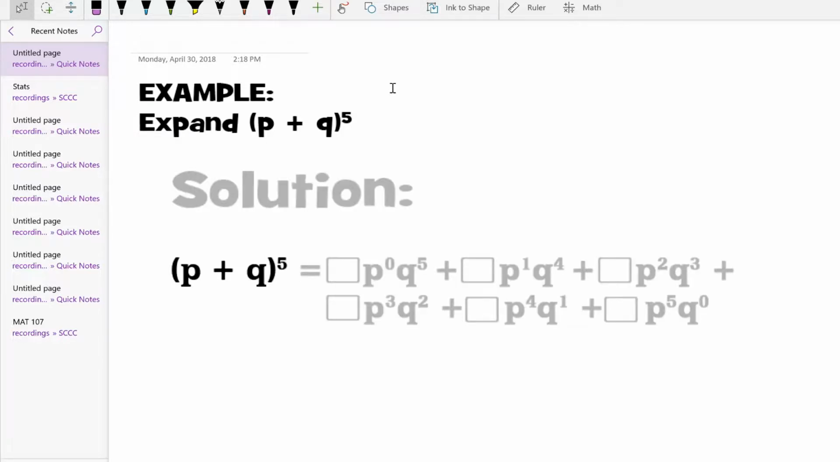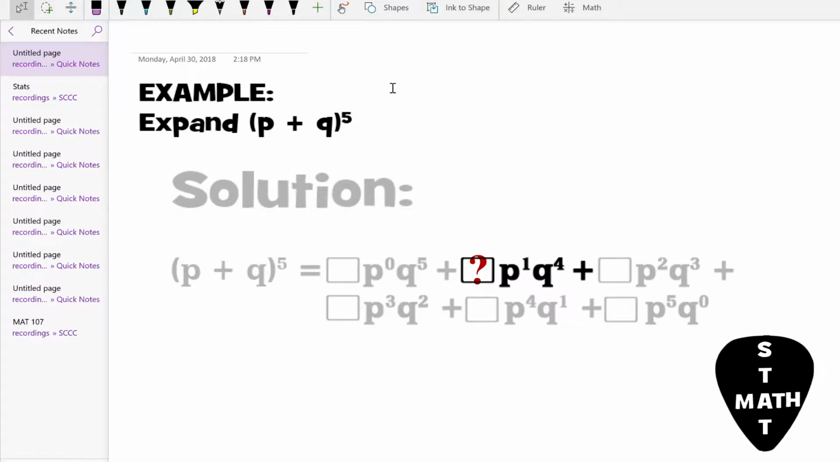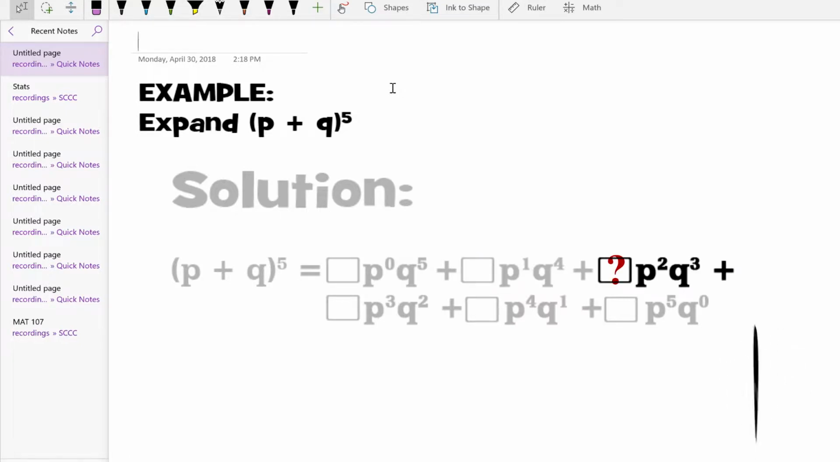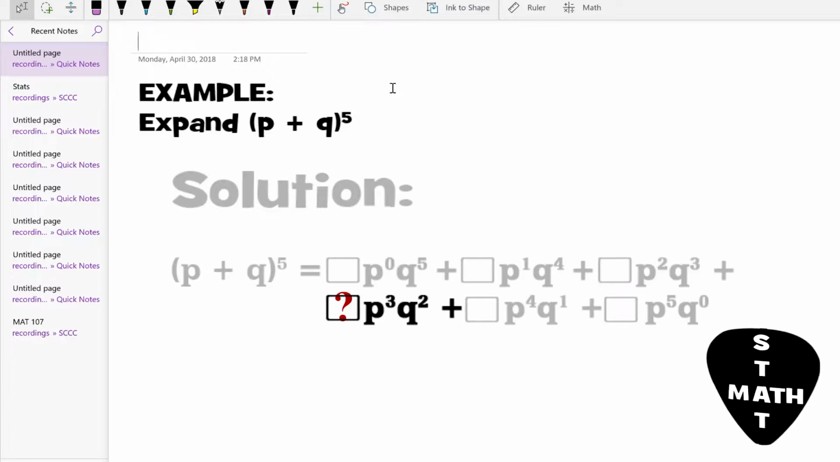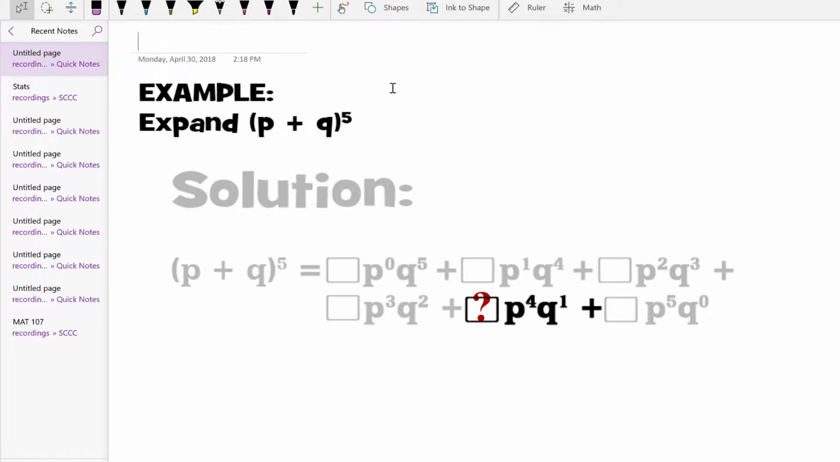(p + q) to the fifth power is equal to some number times p to the 0, q to the 5, plus some number times p to the 1, q to the 4, plus some number times p to the 2, q to the 3, plus some number times p to the 3, q to the 2, plus some number times p to the 4, q to the 1, plus some number times p to the 5, q to the 0.